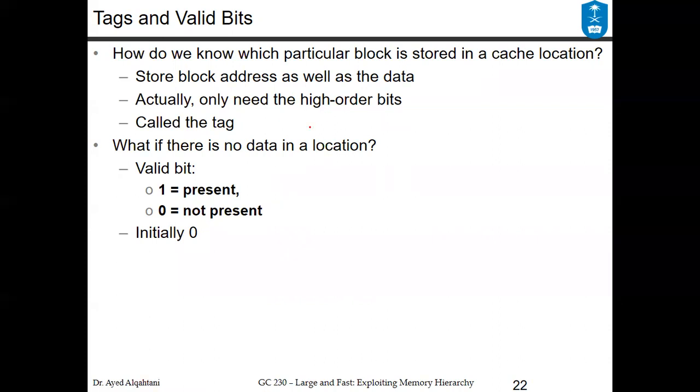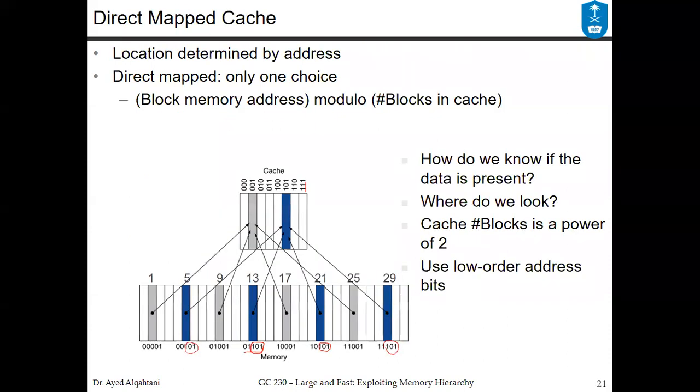Actually, we only need the higher order bits, and we will call the higher order bits the tag. Which means, going back here, you can see that we took the lower order bits, or the least significant bits, to know the location. Now, the remaining 2 bits are actually a tag. It's like the tag on clothes: you have a tag to know exactly what's the size of the clothes, and what's the factory that makes it, and where it is made from, and things like this.